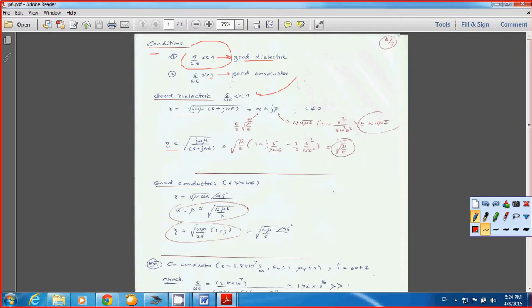Now in math, we have to go through the calculation of gamma and eta, because it's associated with the complex number, the square root of the complex number. But I just bring this up. For a good dielectric, the ratio of sigma over omega epsilon is much less than 1. Using math, your alpha becomes sigma over 2 square root of mu over epsilon with the condition here. Okay, you can play around with the square root here.